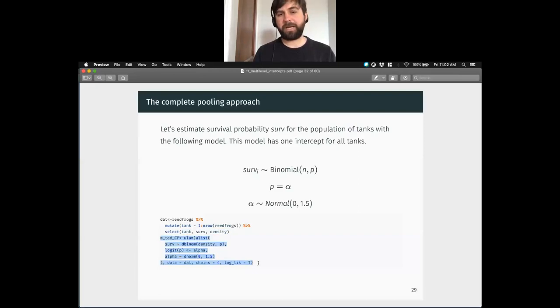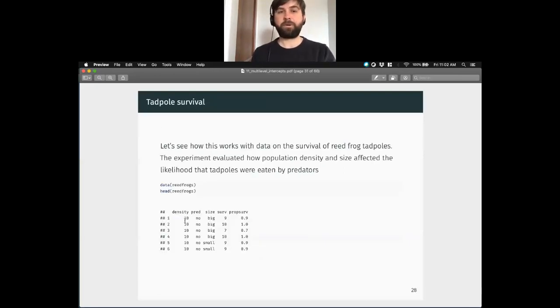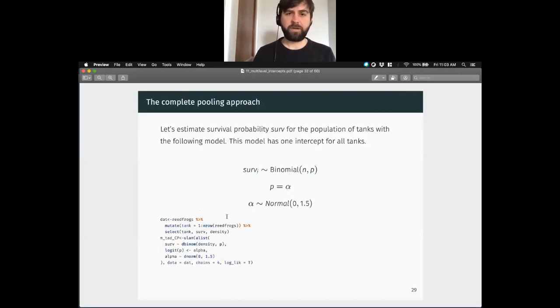I'm going to estimate my binomial model where density is n. Density is the number of tadpoles that could have survived, and surv is the number that did survive. So density minus surv is the number who died. Survival is our 1 in this case, and death is our 0. So our outcome is binomial with size density and probability p, where logit p is equal to alpha, and alpha has that normal(0, 1.5) distribution as a prior. Any questions about this model?